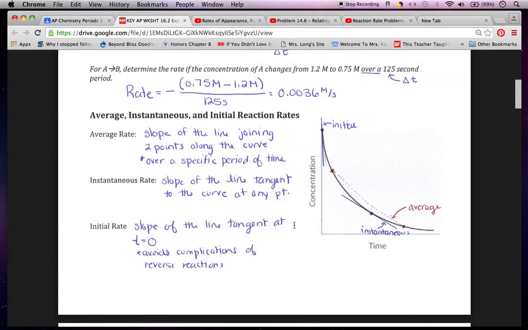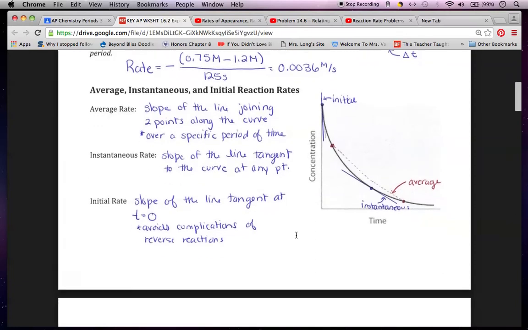So this avoids complications if we have a reversible reaction and you take the initial rate. So just be aware of each of them in the practice problems for homework. You'll kind of go back to that.